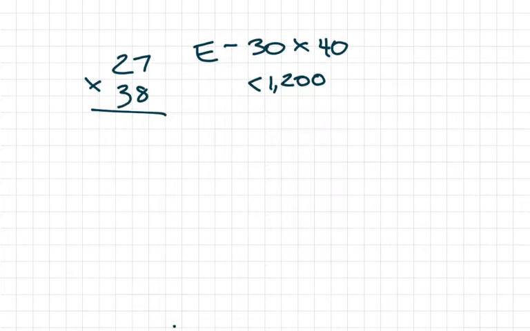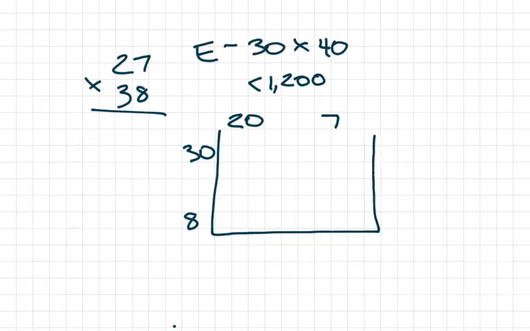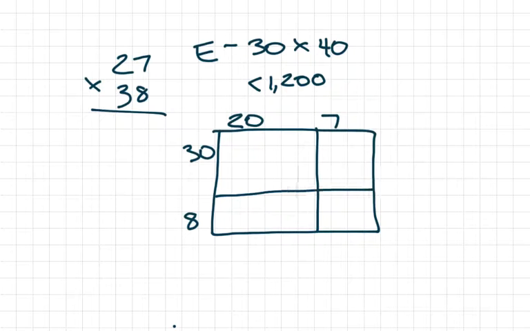Okay? Next, I'm going to go ahead and break each of these numbers up into their parts. So I have 20 and 7. And I have 30 and 8. I'm going to go ahead and make an area model. Okay, so there is my area model.